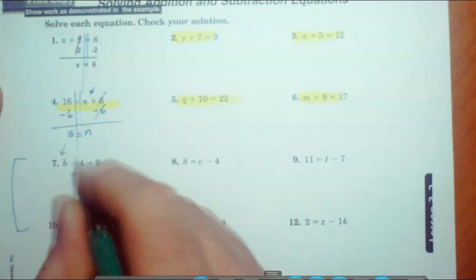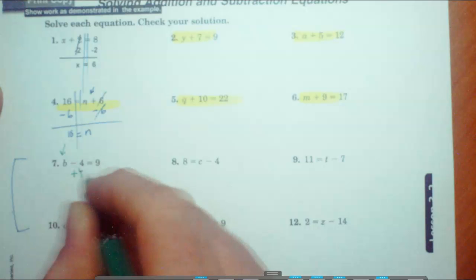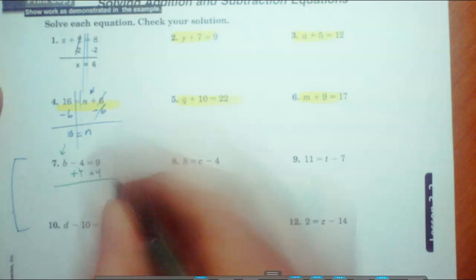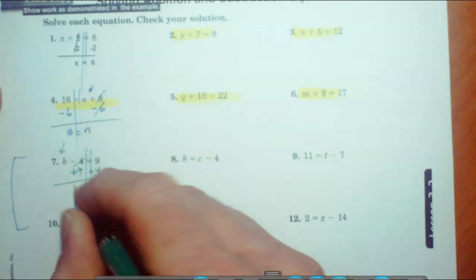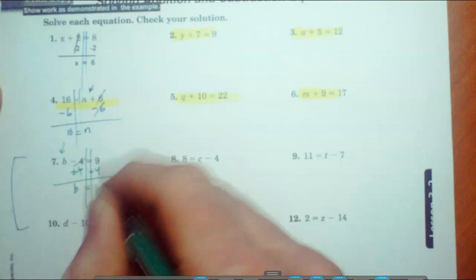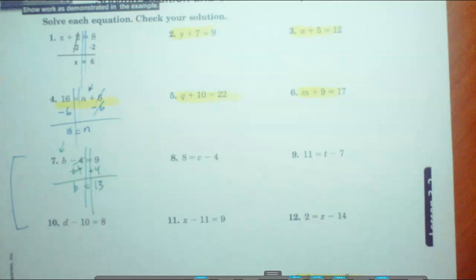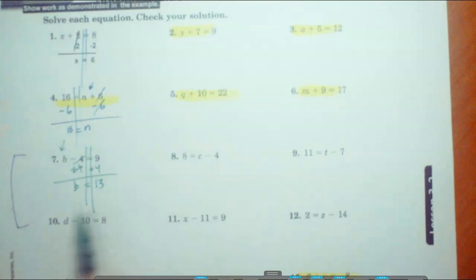The way you get rid of that negative 4 is to add 4 to both sides. Whatever you do to one side, you have to do to the other. This negative 4 and this positive 4 cross off. You're just left with B equals 9 plus 4, which is 13. Which is, I know, the answer that you knew, but I'm not concerned about the answer. I want to see the work steps on this one here.